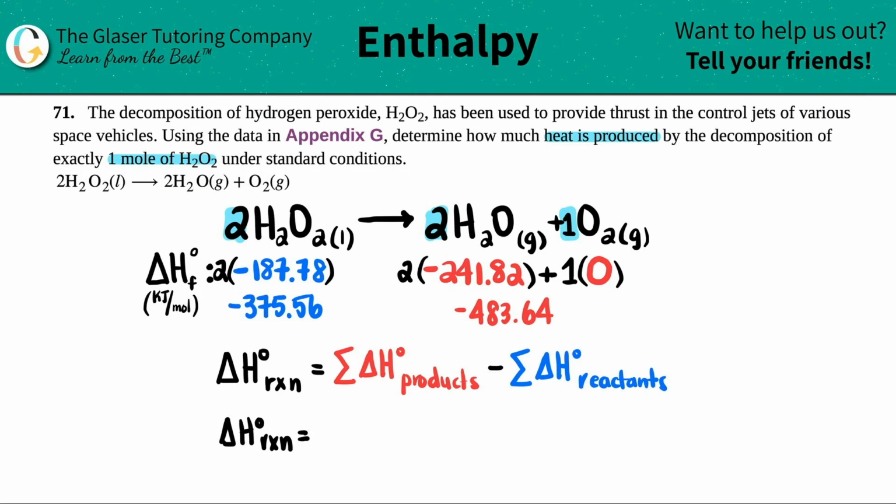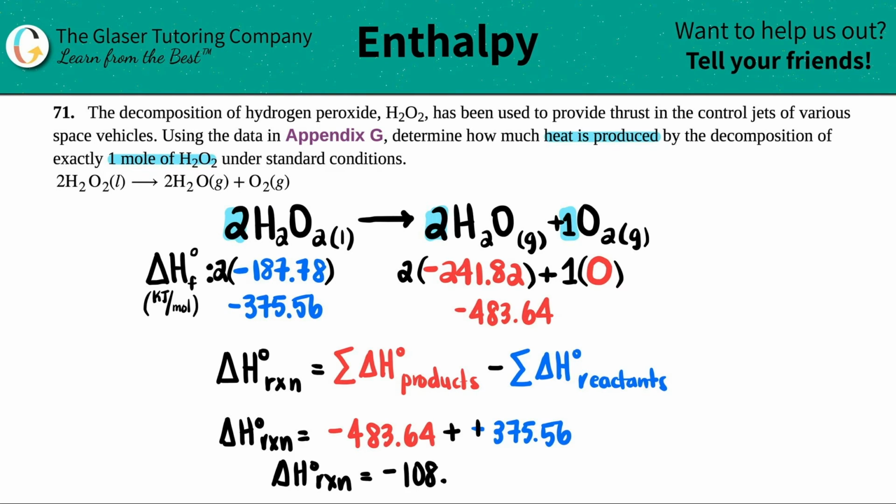Well, it's products minus reactants. The product was the negative 483.64 minus the reactant, which was a negative 375.56. And remember, keep change. Minusing by a negative, right? You just plus a positive. So let's just see what this delta H would be. Okay, so we got negative 483.64 plus 375.56. So I get an overall delta H of negative 108.08, and that's kilojoule per mole.